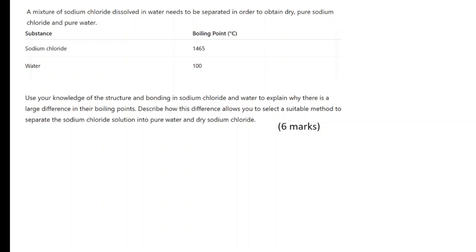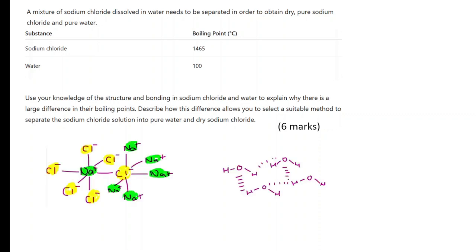A mixture of sodium chloride dissolved in water needs to be separated in order to obtain dry, pure sodium chloride and pure water. Sodium chloride has a boiling point of 1465. Water has a boiling point of 100 degrees. We know that. Use your knowledge of the structure and bonding in sodium chloride and water to explain why there is a large difference in their boiling point. Describe how this difference allows you to select a suitable method to separate the sodium chloride solution into pure water and dry sodium chloride.